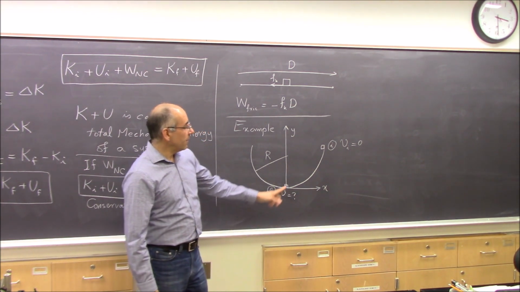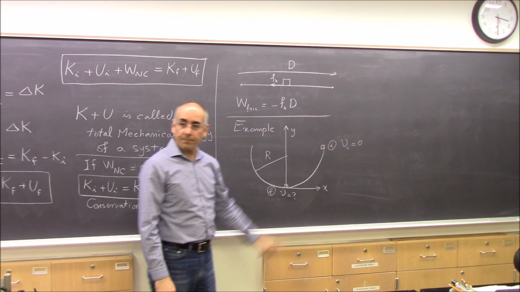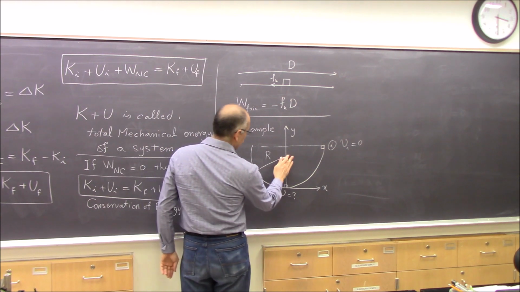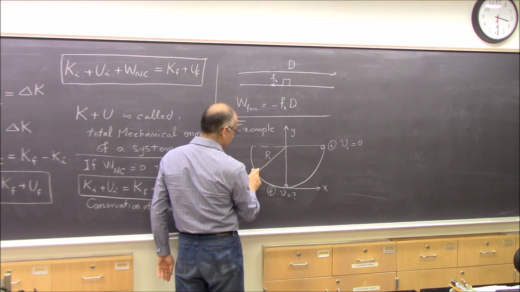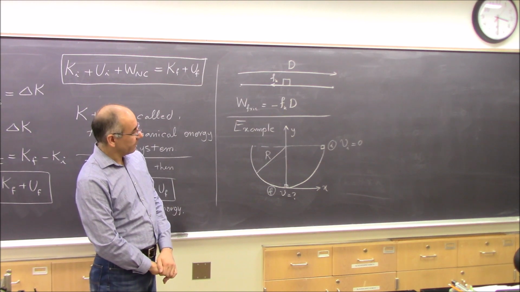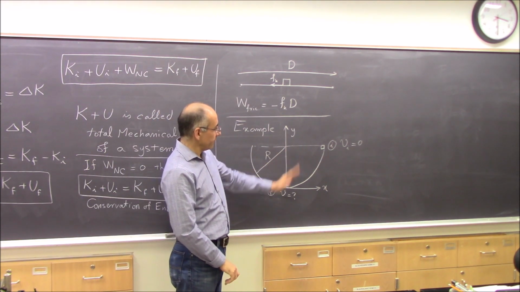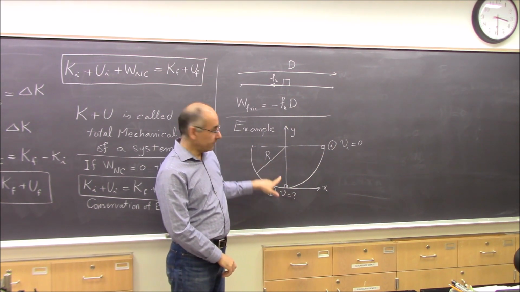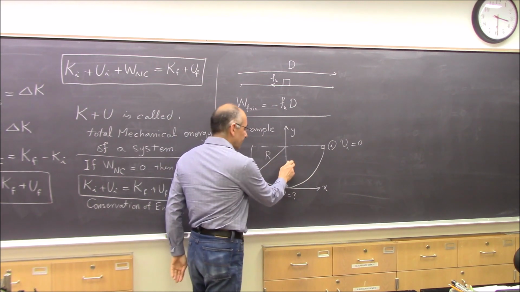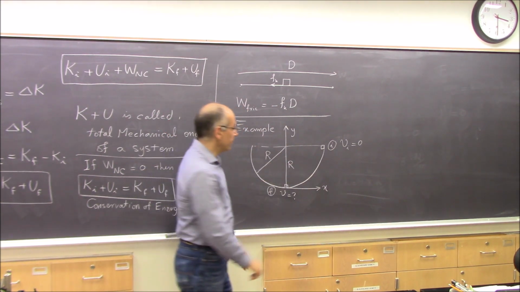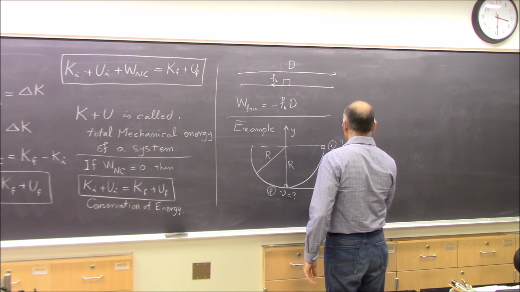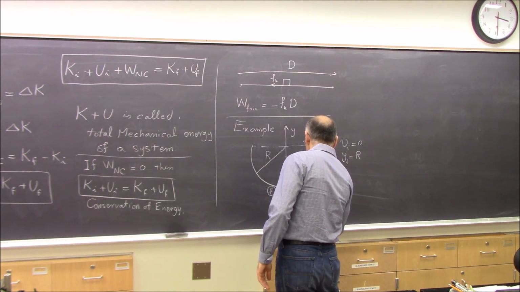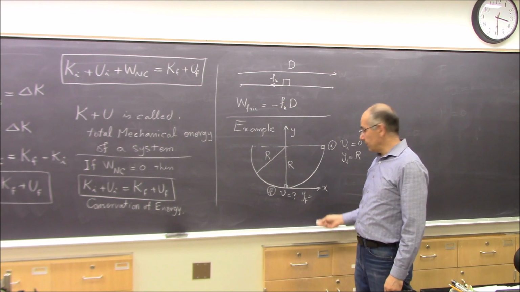And then, what is the y at this point? You say this is a hemisphere, we said. What is the height of this point, if it is a hemisphere? Just the radius. From here to here, it's the radius, right? Here is also r. So, y initial is r. What is y final? 0.